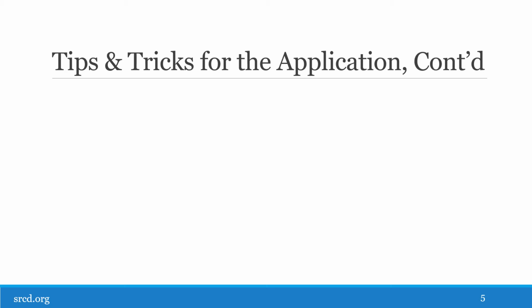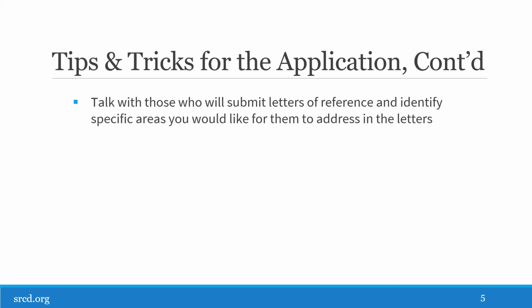You may be wondering how you'll fit all of that information into your narrative statement. The narrative is admittedly short, so be strategic with your reference writers. You may only be able to give a head nod to certain things in the statement, but you can have your letter writers provide more detail for you. Talk with those who will submit letters and identify specific areas you would like for them to address. For instance, have your letter writers identify different skills or background experiences that you bring to the table and will help you in the fellowship. Ask them to communicate more details about your research and how it contributes to the field more broadly.